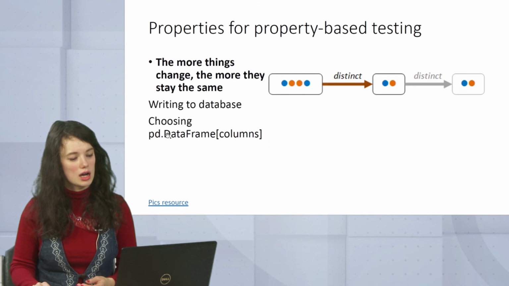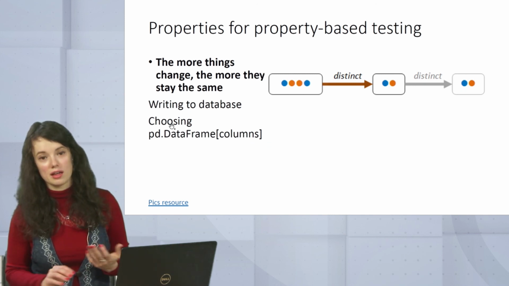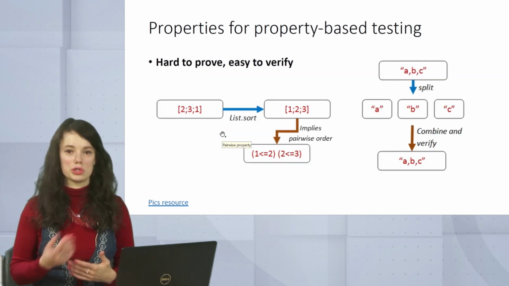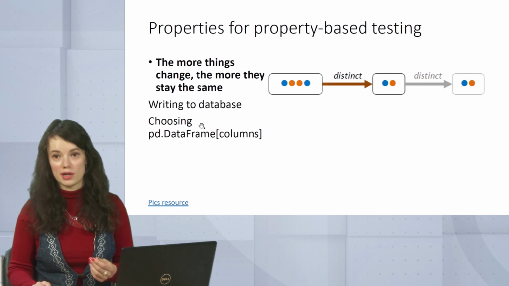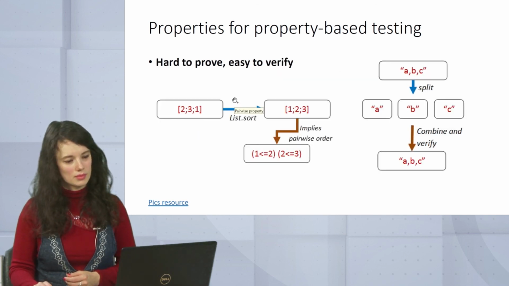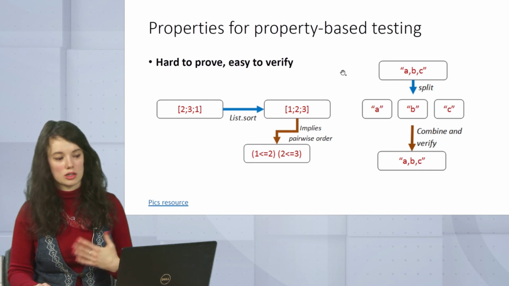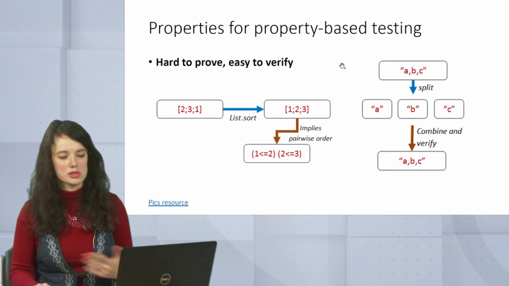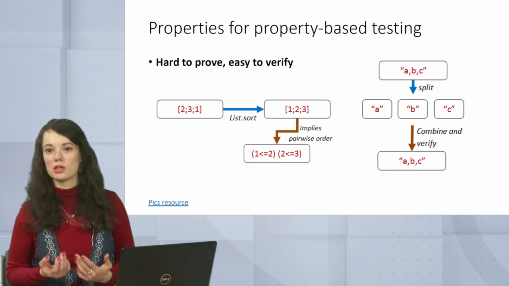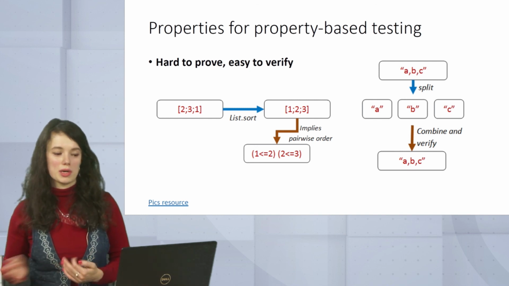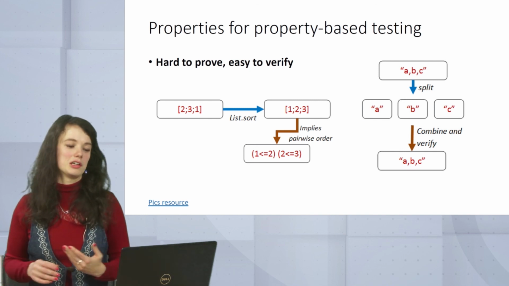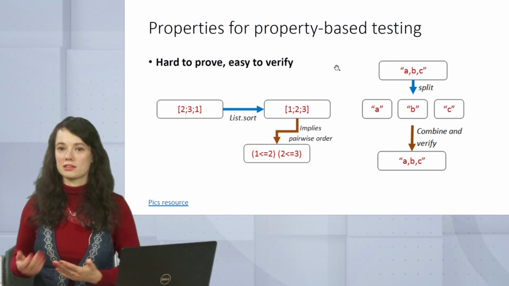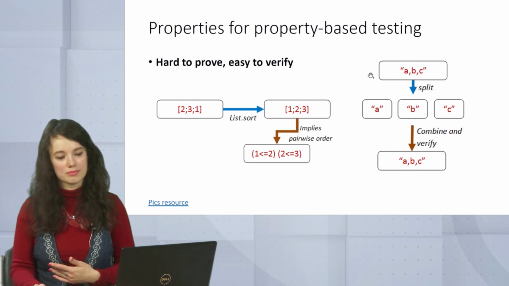Or you may choose data frame columns. There can be an error if the column list you are making is not distinct. The shape of the data frame may change. Another strategy we were using is hard to prove, easy to verify. For example, in sorting, you sort a list, and after that you may check if the list is actually sorted, like in the picture, and it helps you to write cases in which the list is not sorted.